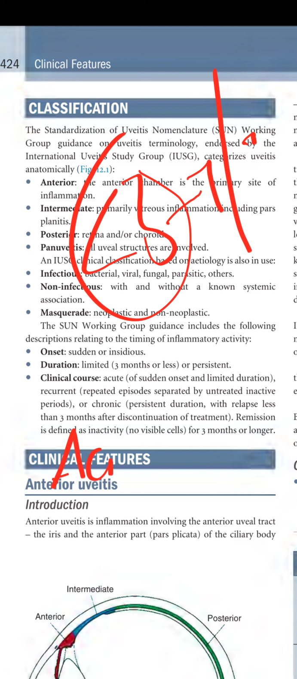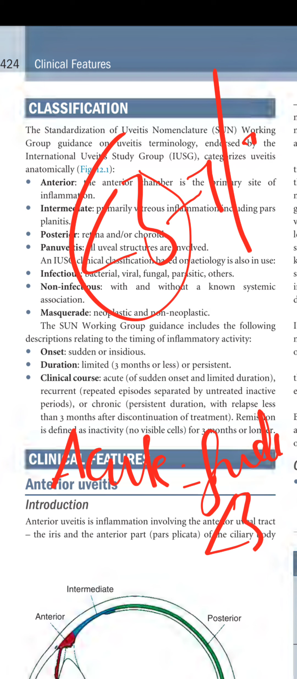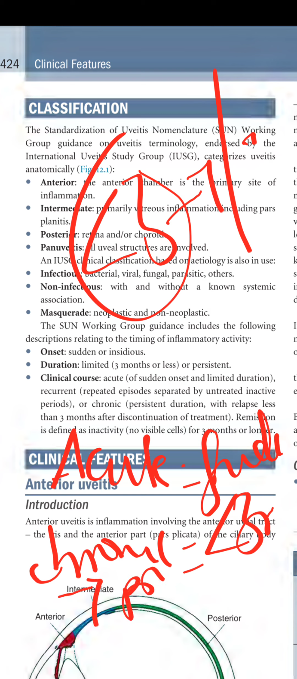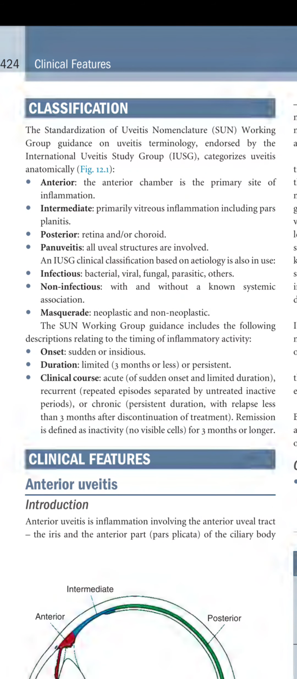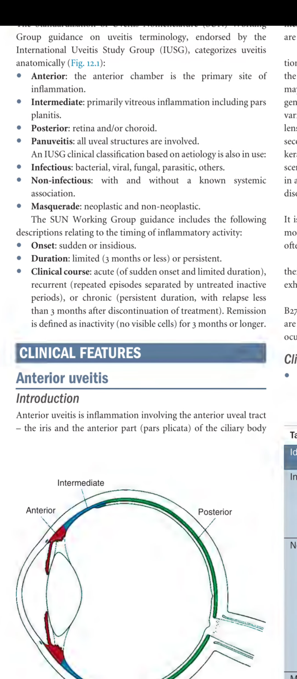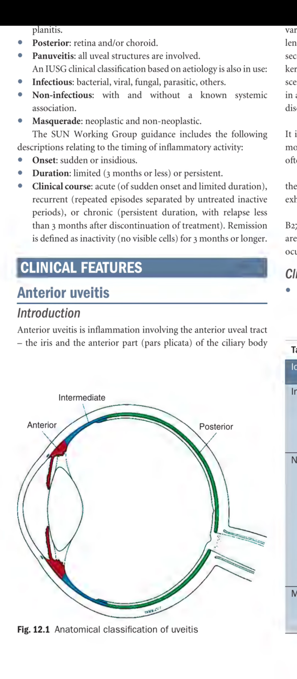So acute is basically when the onset is sudden and it is of less than 3 months duration. Recurrent is repeated episodes separated by untreated inactive periods, or chronic: persistent duration with relapse less than 3 months after the discontinuation of treatment. So basically in persistent duration, the duration is more than 3 months even after the discontinuation of treatment. Remission is defined as inactivity, no visible cells, for 3 months or longer.